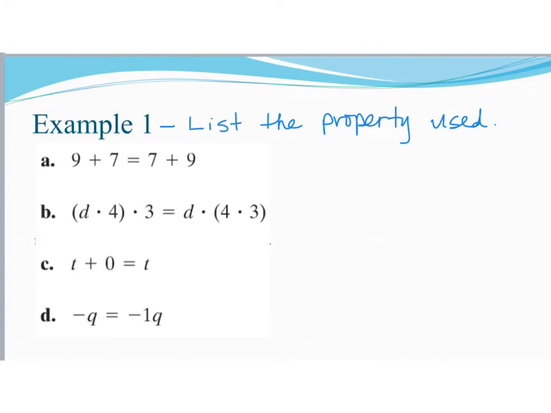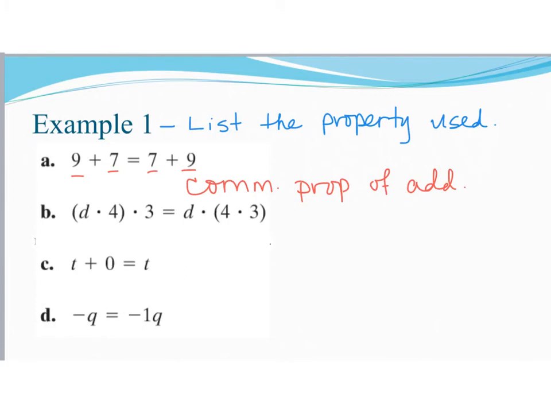Now when we look at example 1, we're going to list the property that is used. Notice I have 9 plus 7 is equal to 7 plus 9. Because I'm just changing the order in which I'm adding, this is called the commutative property. So I'm going to put commutative property, and because we're adding, it would be of addition.